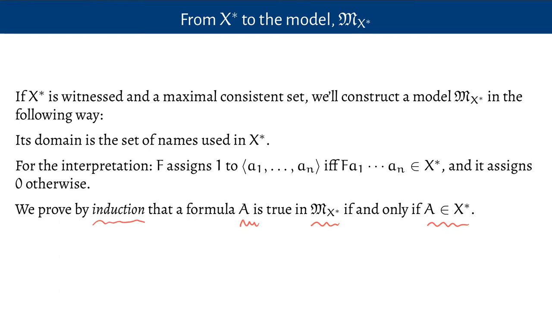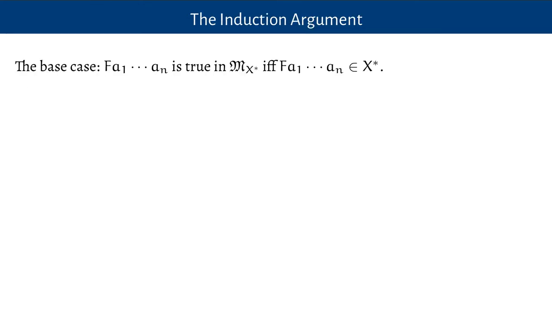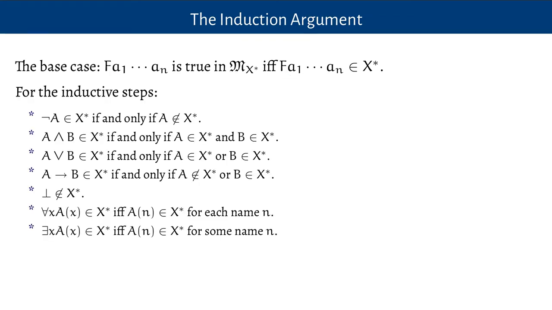And since any formula is just constructed from atomic formulas in a finite number of steps, this property, that if it's in the set, it's true in the model, is going to be preserved all along the way. So here's the base case of the argument. The atomic formula F of A1 up to AN is true in my model if and only if F is in the set of formulas. Well, that is just the definition of how the model works. So that was given to us.